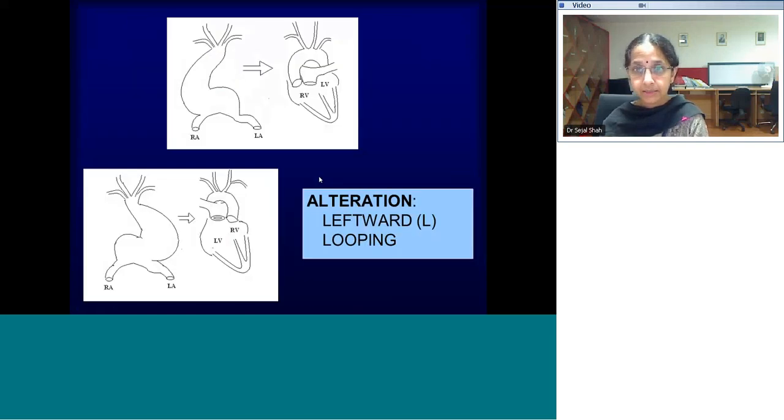This is the D loop, and if it doesn't happen on this side and it decides to loop on the left side, it's going to give rise to an L-looped ventricle, or it's also called leftward looping. This is an alteration in the way the multiplication and migration of the cells happen. So we can have a D-looped ventricle normally, or else we can have an L-looped ventricle.